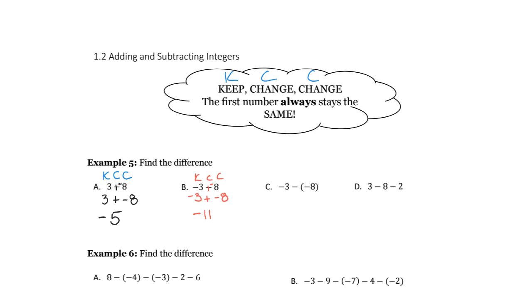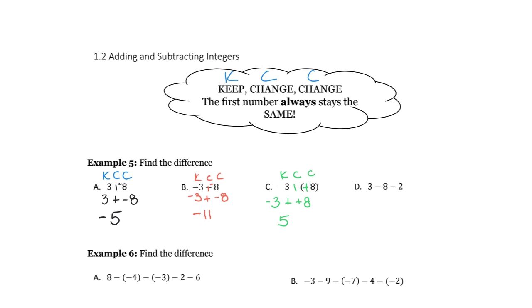All right. So looking at C, let's do that one. Keep, change, change. Keep the first number. Change to addition. Change that to the opposite sign. So now we have really -3 plus a +8. Opposite signs, subtract. So 8 minus 3 is 5. The bigger number is positive, so it stays a +5.